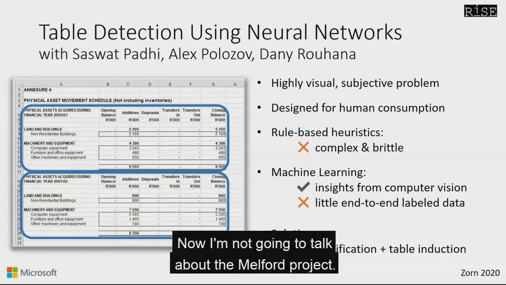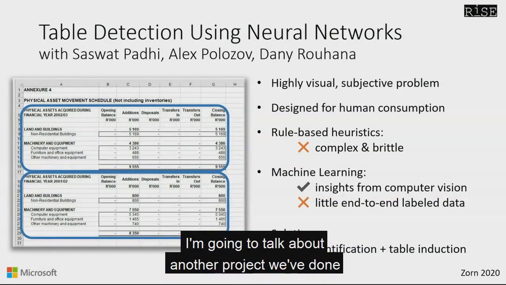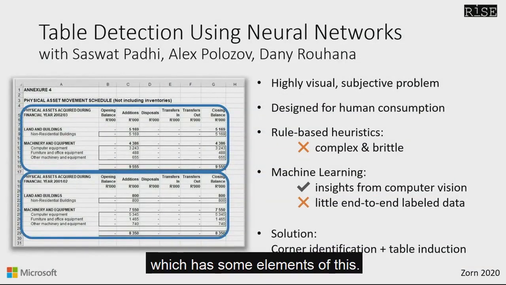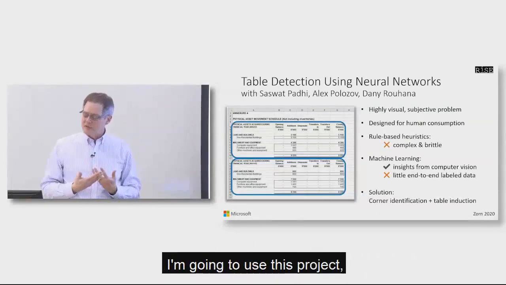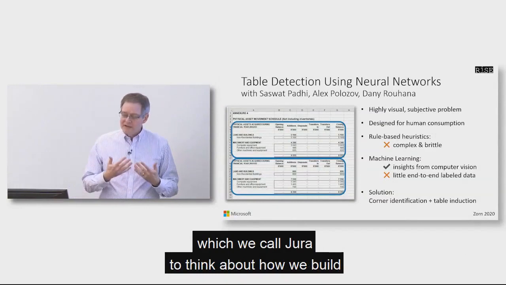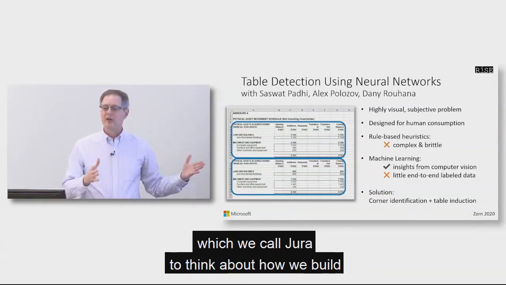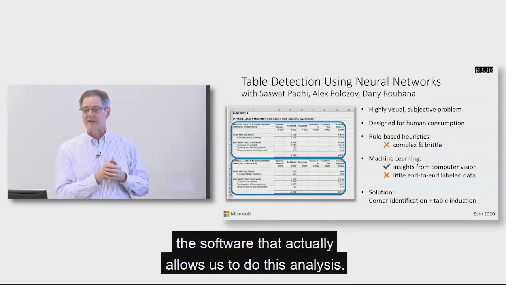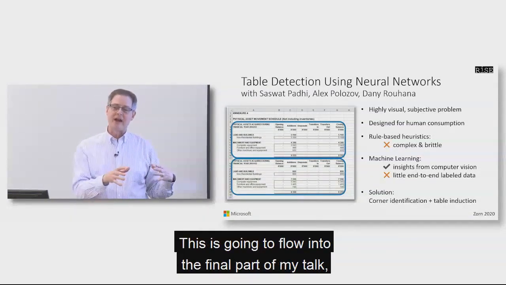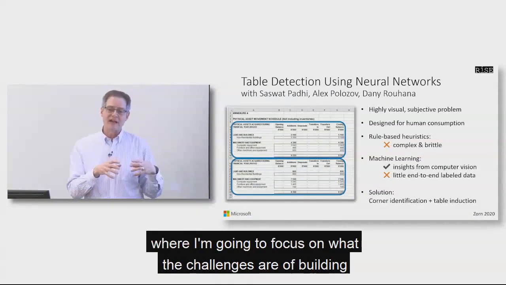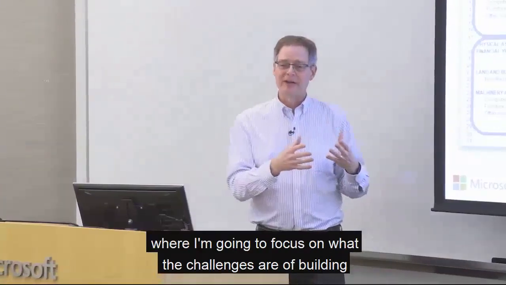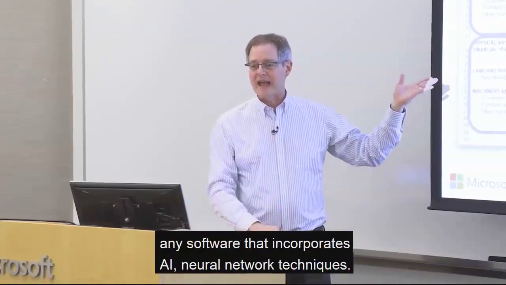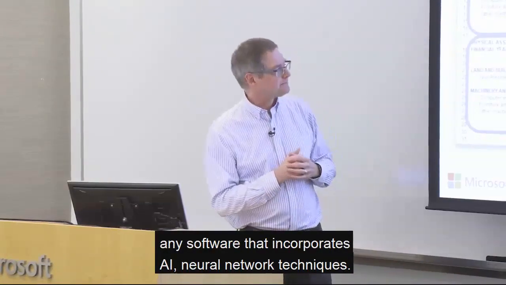Now, I'm not going to talk about the Melford project. I'm going to talk about another project we've done, which has some elements of this. And I'm going to use this project, which we call Jura, to think about how we build the software that actually allows us to do this kind of analysis. This is going to flow into the final part of my talk, where I'm going to focus on what the challenges are of building any software that incorporates AI neural network techniques.